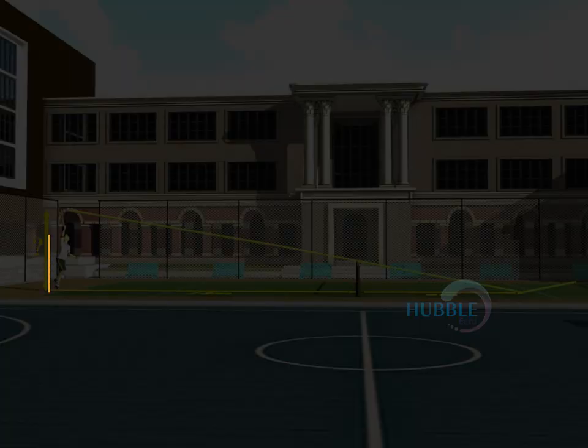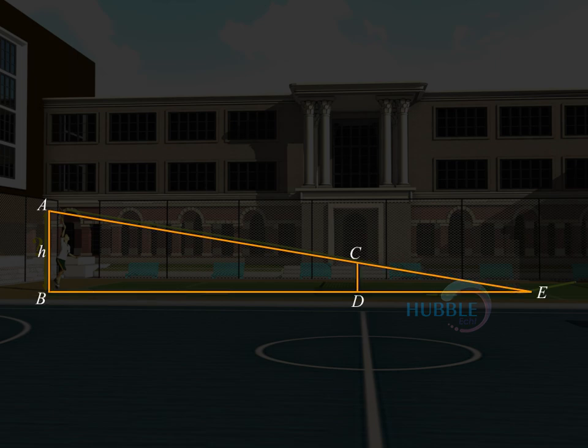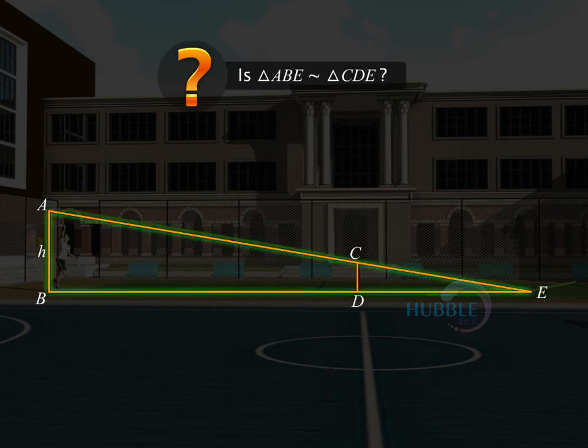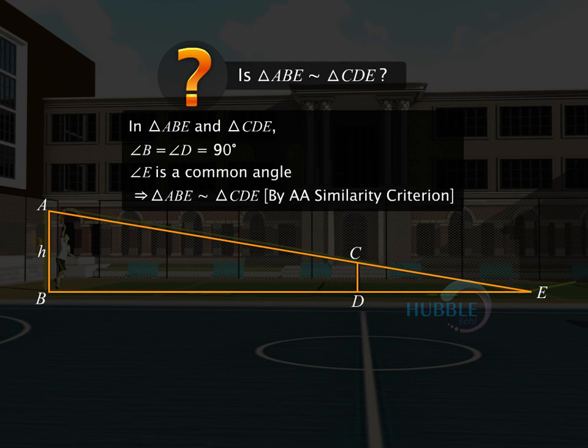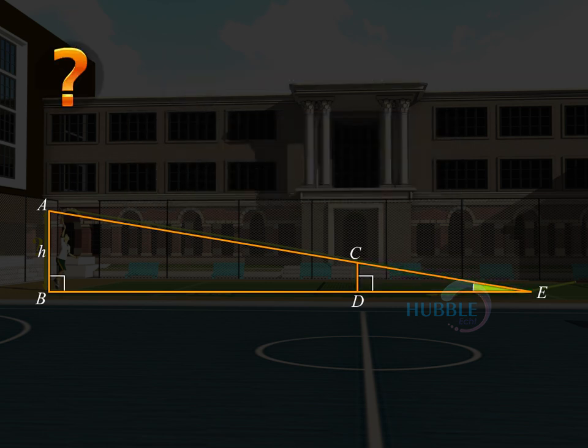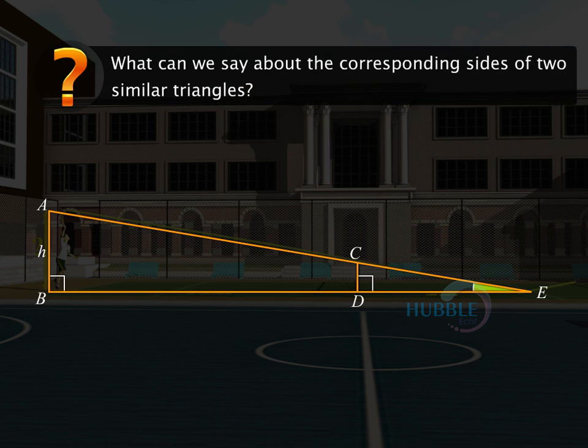Assuming that the ball is moving in a straight line, we can obtain two right triangles. Are these two right triangles similar? By AA similarity criterion, triangle ABE and triangle CDE are similar. What can we say about their corresponding sides?